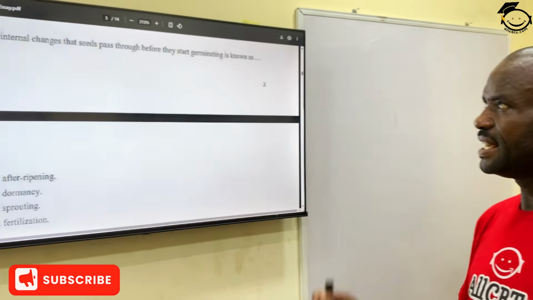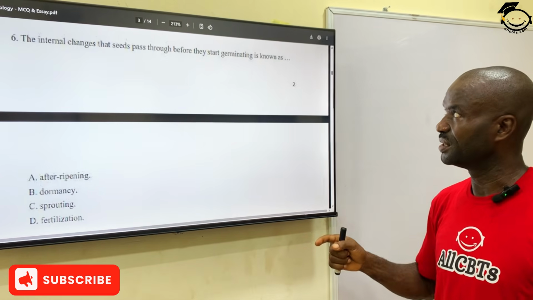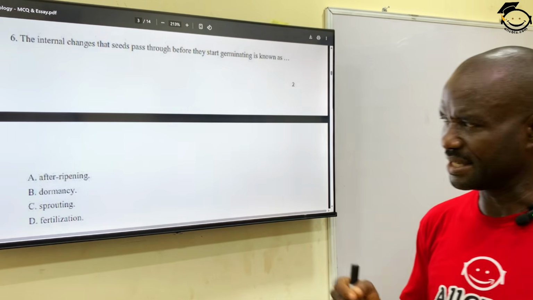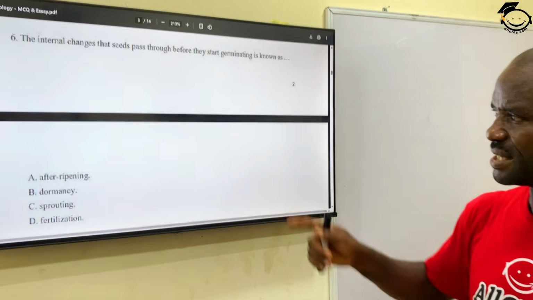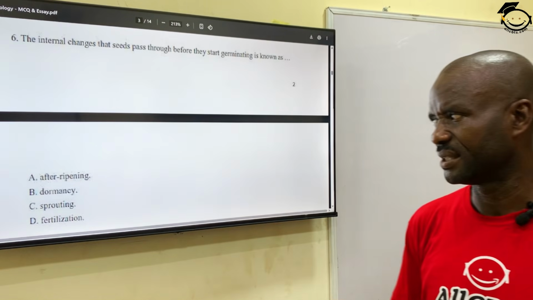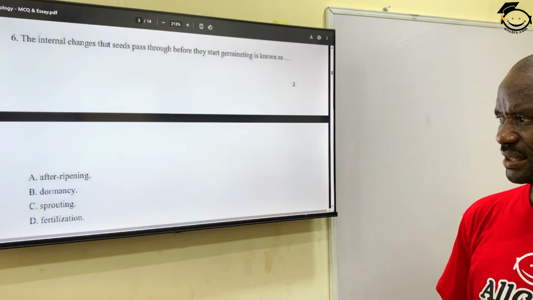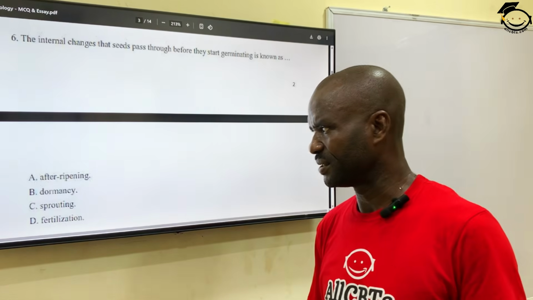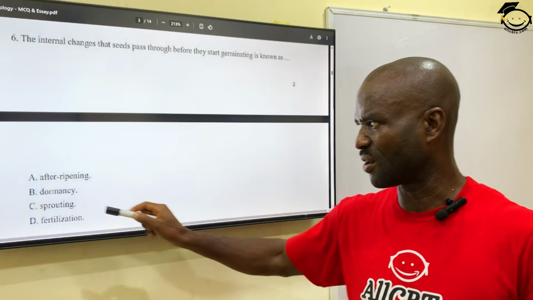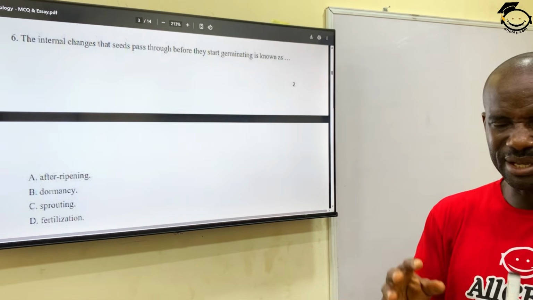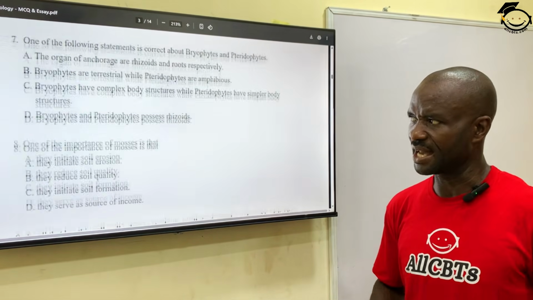Question 6 says the internal change that seed pass before they start germination is known as, when you plant a seed, it takes a while before this seed start germination. What actually happens is A. After ripening, B. dormancy, C. sprouting, and then D. fertilization. That internal change, that period of that change is called dormancy. The seed actually remain inactive for a period of time before they start sprouting or germinating. So the correct answer is B.